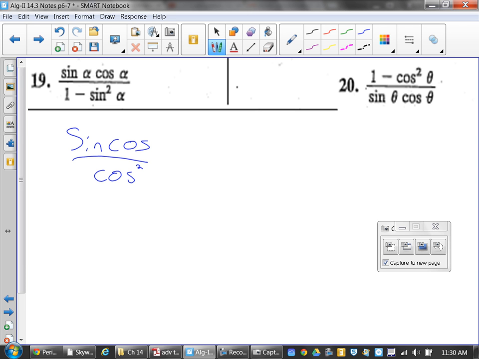We can put this on our notes. So that's fine. And what happens? You cancel out the cosine and one of the cosine. So what do you get? Tangent. There you go. Okay. Easy. All right. Same basic idea in the other one.